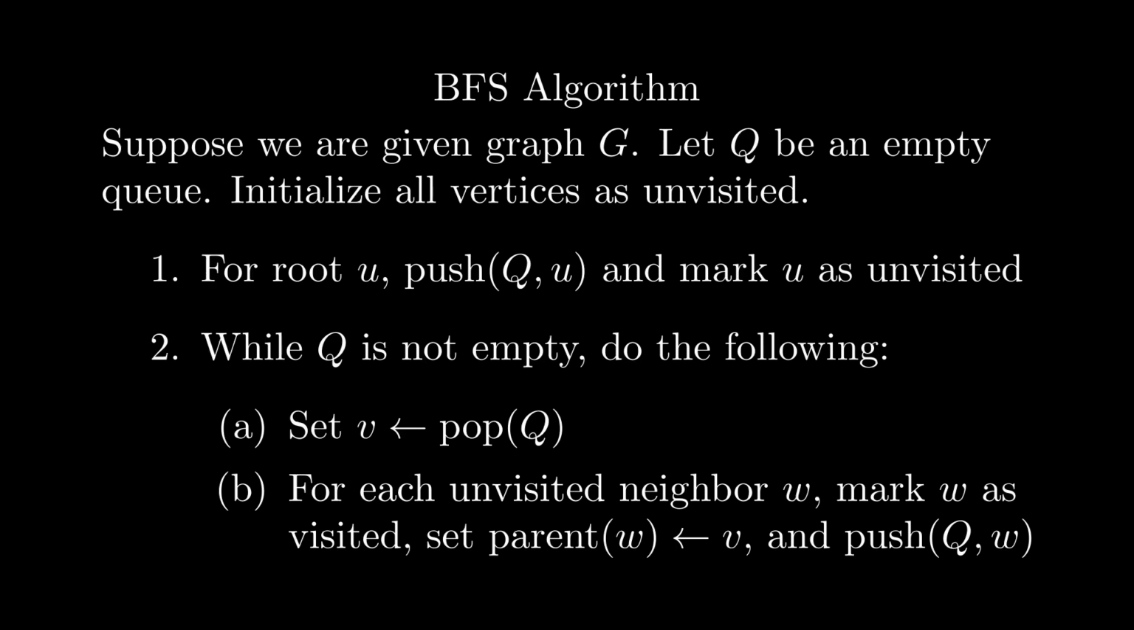Initialize a first in first out queue, and add U to the queue. While the queue is not empty, pop from the front of the queue and call the resulting vertex V. For all of V's neighbors W, if W has not been visited, add it to the queue, mark the vertex as visited, and set parent of W to be V. This is the most basic skeleton for traversing a graph using BFS. If we want to do any additional steps, we can simply modify the algorithm accordingly.